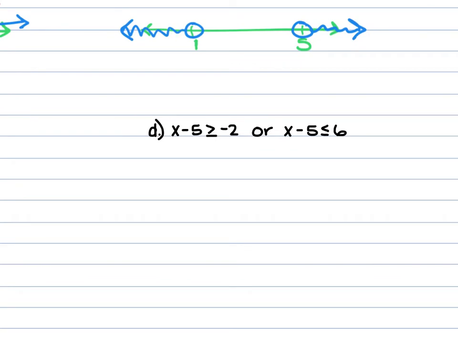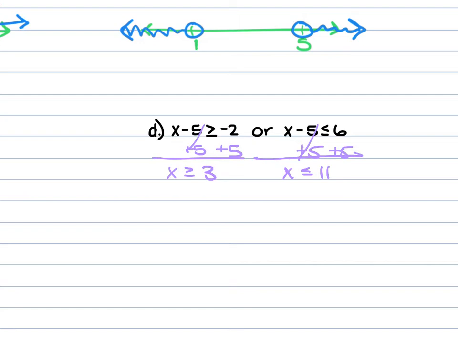For D, we have x minus 5 is greater than or equal to -2 or x minus 5 is less than or equal to 6. So we are going to add the 5 to both sides for both of these to get x is greater than or equal to 3 or x is less than or equal to 11. So from here, we look at this. This here is an and statement now.